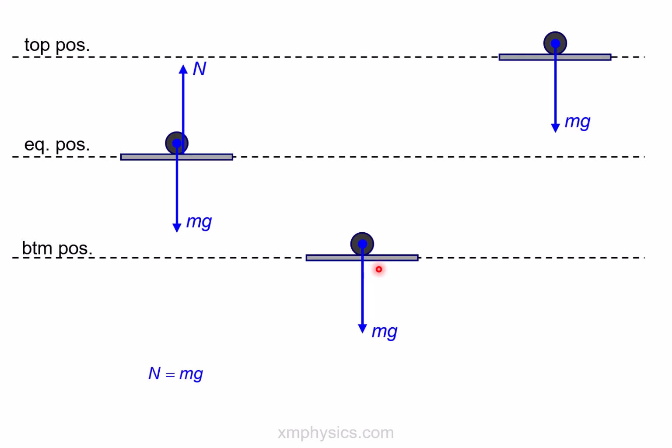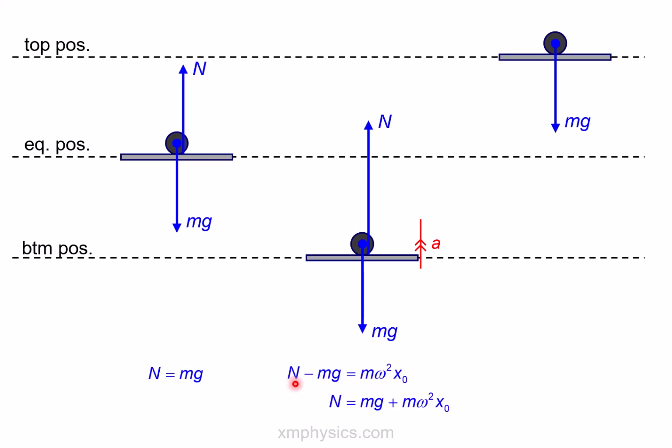For SHM, the acceleration and your displacement are always in opposite directions. So when you're below the equilibrium position, the acceleration has got to be upward. And for the acceleration to be upward, net force has to be upward, which means the normal contact force must be larger than mg, so that you have a restoring force that tries to pull you back towards the equilibrium position. In fact, we can write it down as the equation here.